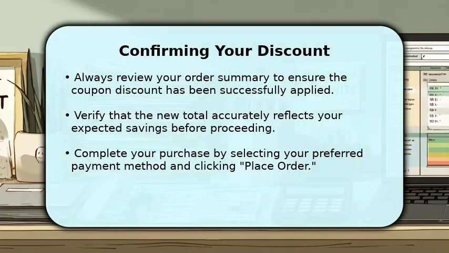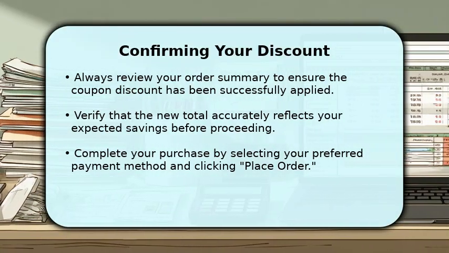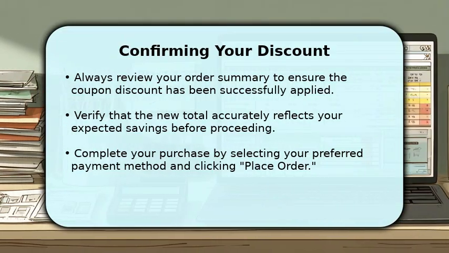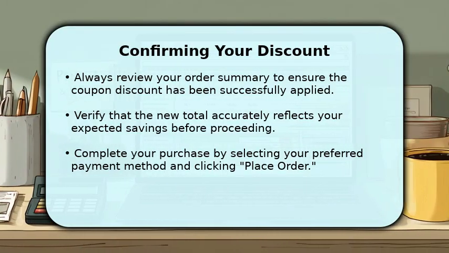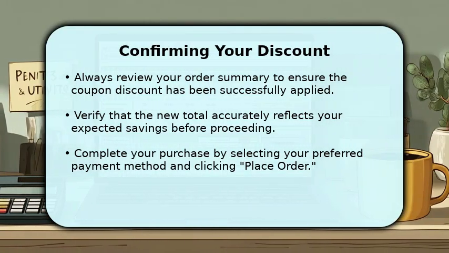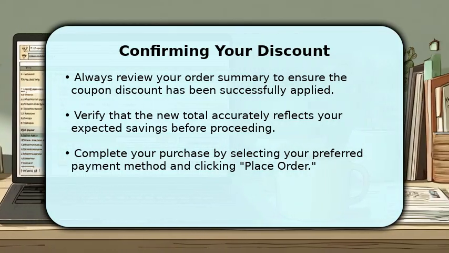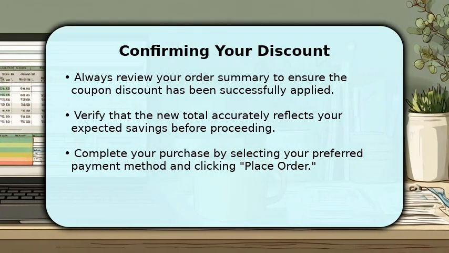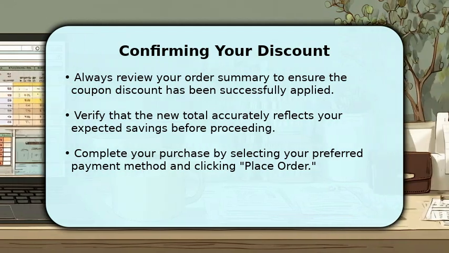Before you complete your transaction, take a moment to meticulously review your entire order summary. Confirm that the coupon discount has been accurately applied and that your new total reflects the expected savings. This quick check helps prevent any surprises later on. Once everything looks correct, choose your preferred payment method and confidently click Place Order to finalize your discounted purchase.